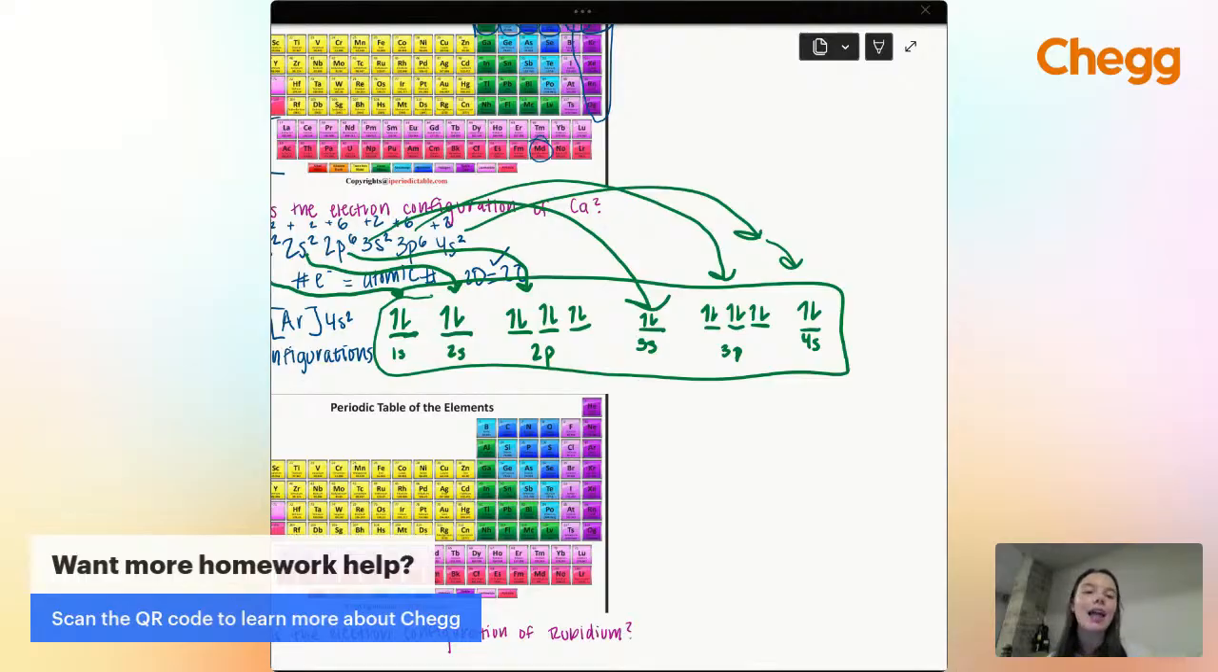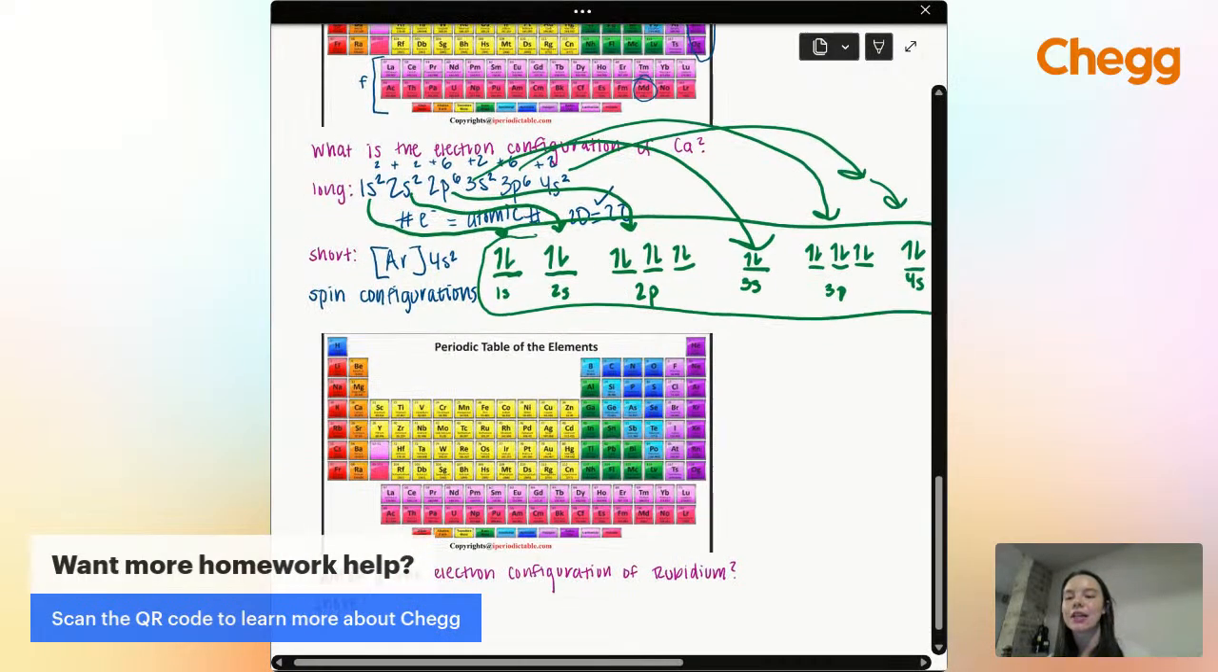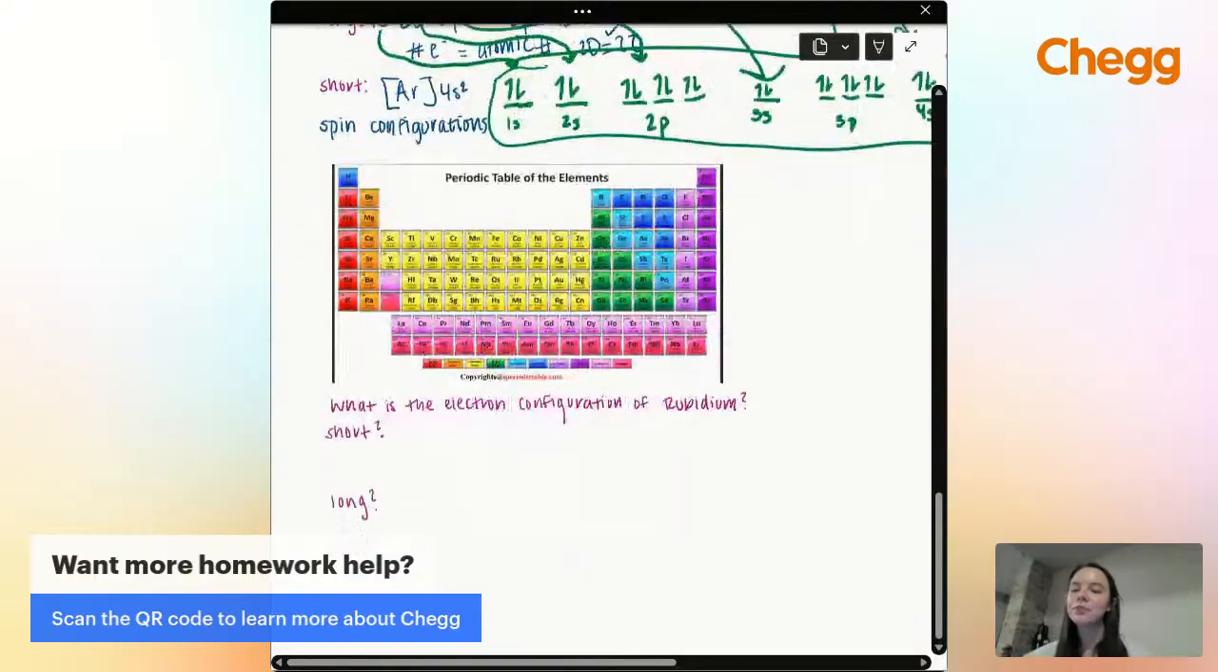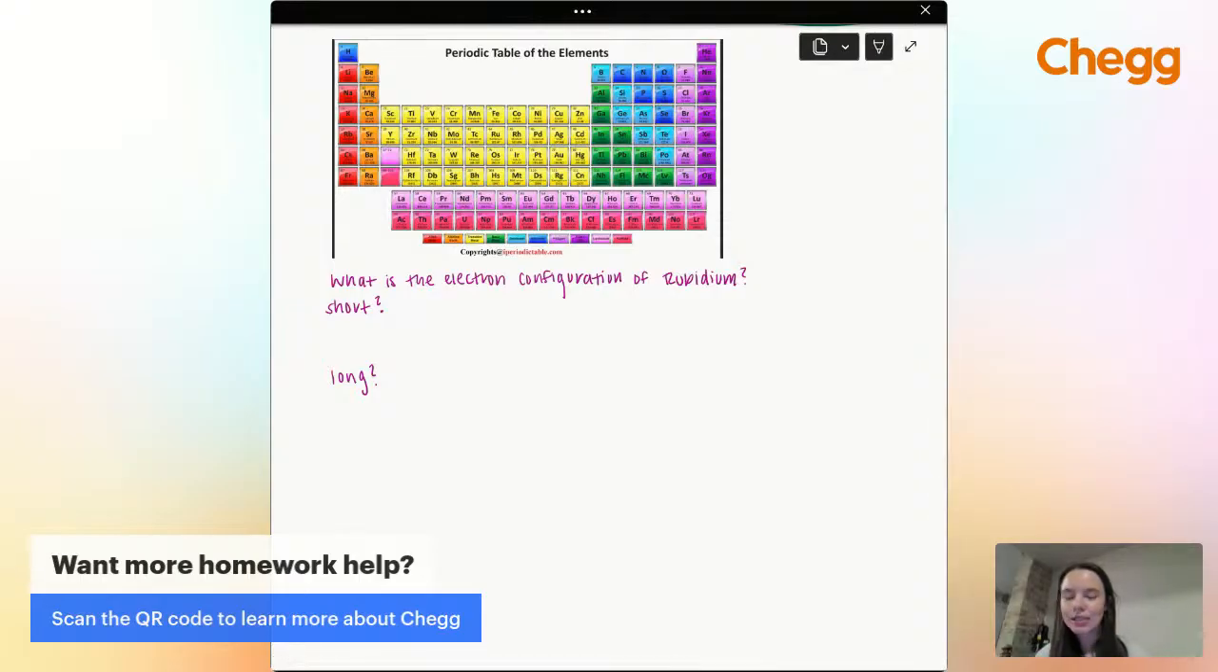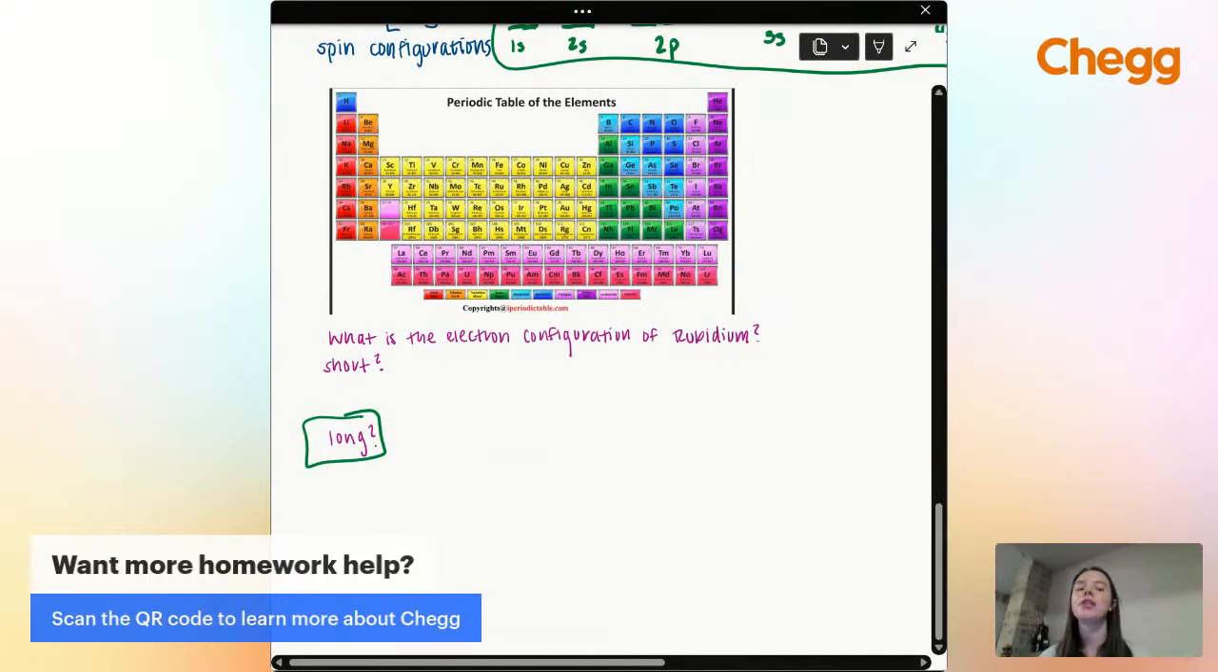Now let's move on to another electron configuration problem. I want to challenge you guys to attempt this one on your own first. I wrote these out of order. We're actually going to start with the long configuration, but we want to find the electron configuration of rubidium.